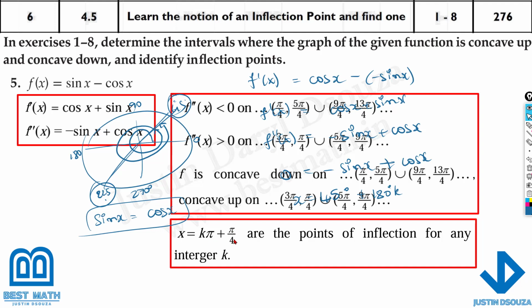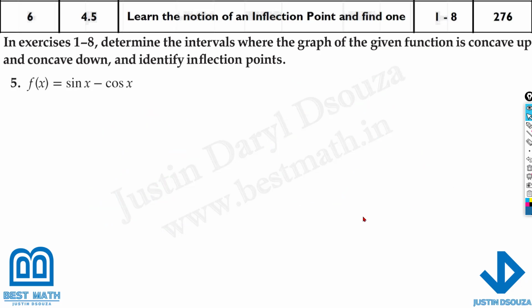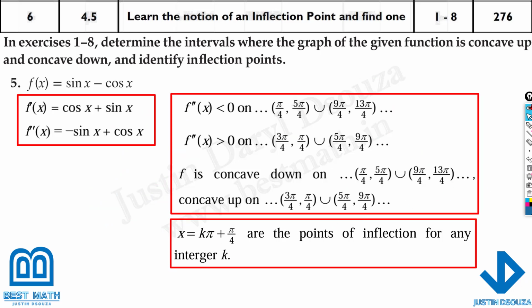Yeah. It's pi by 4. Pi by 4 is 45 degrees, and this k pi means you're adding 180 degrees regularly. So the inflection point over here is basically, what answer we got was 45 degrees plus 180 degrees k, right? Now if you write this in radians, how do we write 45 degrees in radians? It's pi by 4. I'll show you in the calculator.